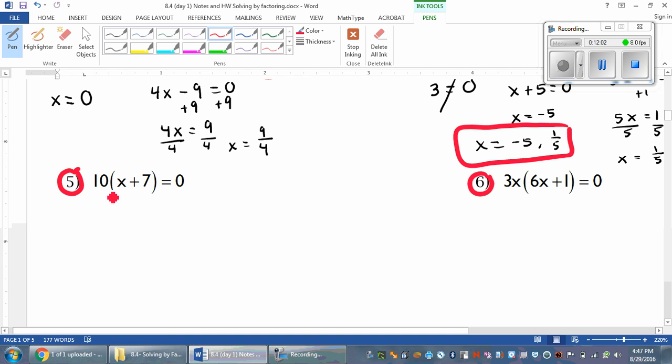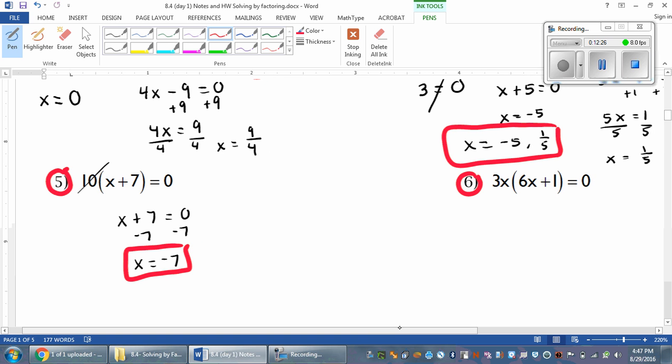All right, so for number 5, remember, look, I pulled out a 10. But again, look, 10 does not have a variable attached to it, so we're just going to ignore the 10. What I'm only going to set equal to 0 is x plus 7. Subtract 7 from both sides, x is equal to negative 7. That's my only solution.